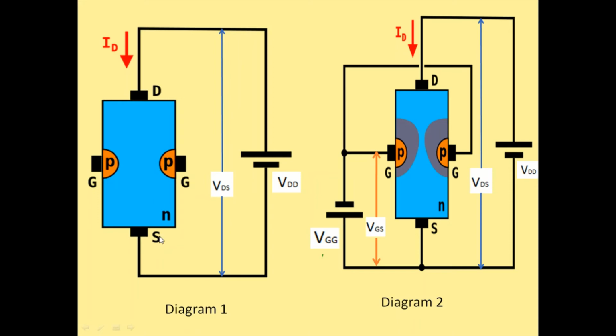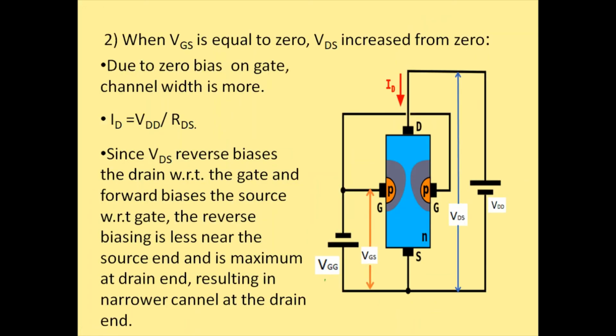Now what happens is, because of the voltage VDD applied, the drain is connected to the positive terminal and the source is connected to the negative terminal. So the electrons will flow from the source terminal to the drain terminal, constituting the drain current. Now this drain current is given by the expression ID = VDD / RDS. You all know that VDD is nothing but the biasing supply that we are using here, and RDS is nothing but the resistance between the drain and the source terminal.